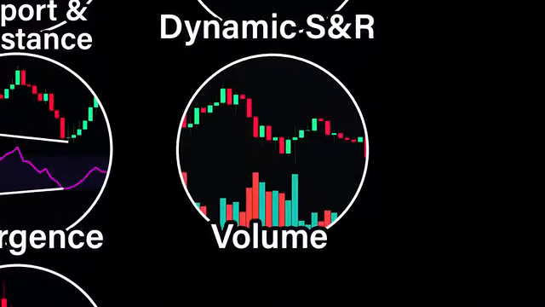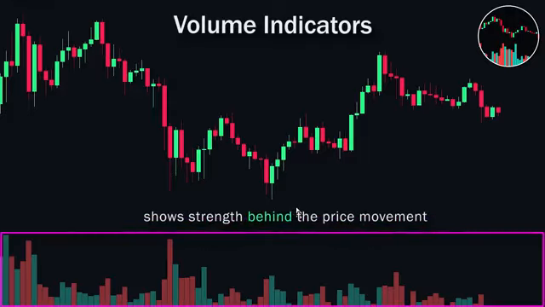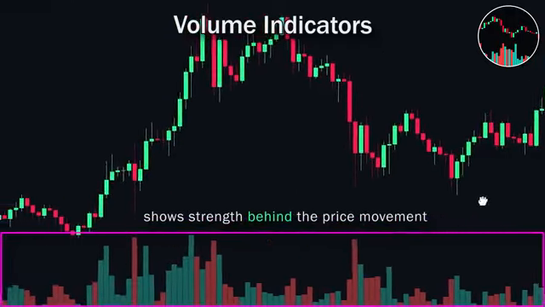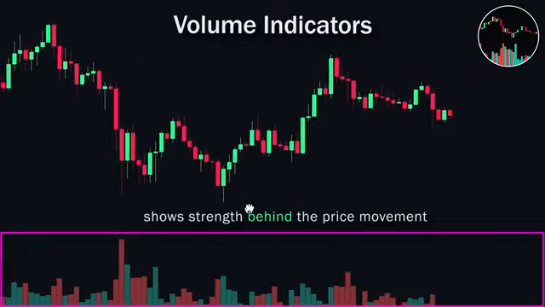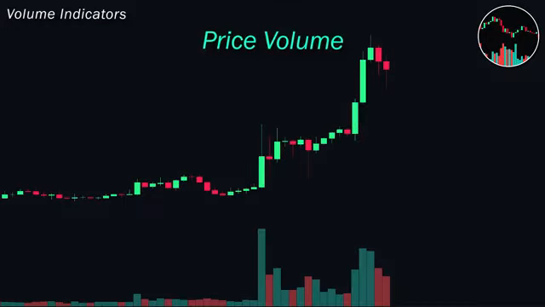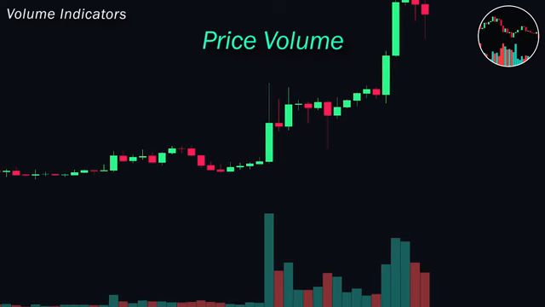Volume indicators. These are types of indicator that show the strength behind a price movement by tracking the trading volume. Notable volume indicators include price volume, which displays the volume for each candle. The longer the bar, the higher the volume.